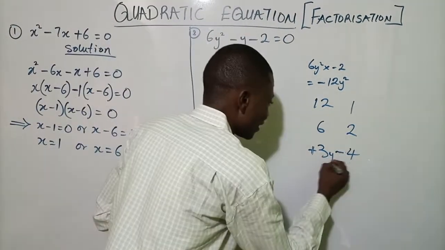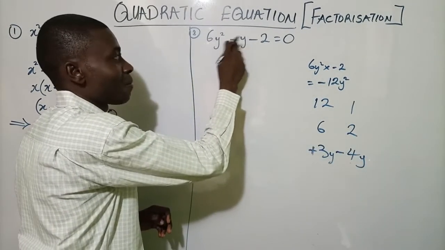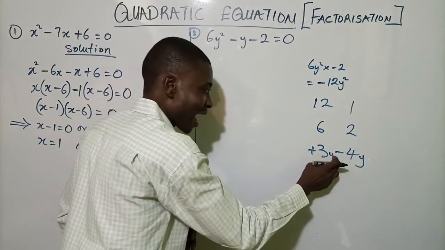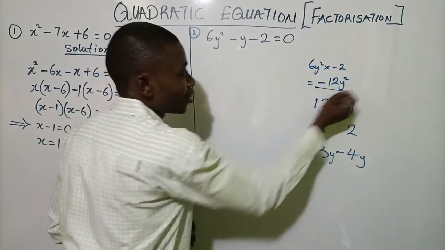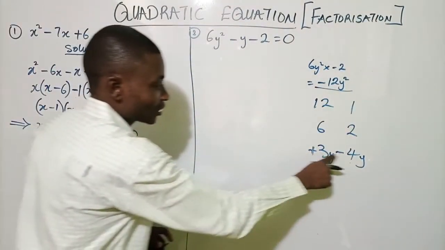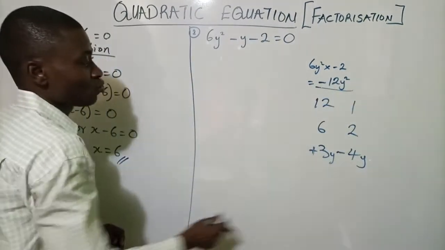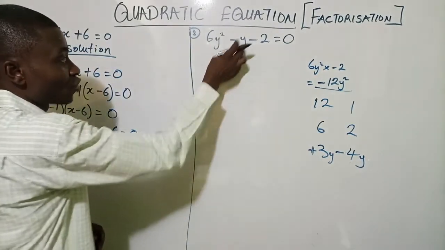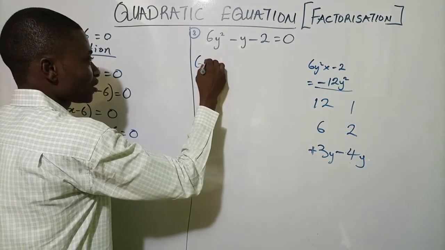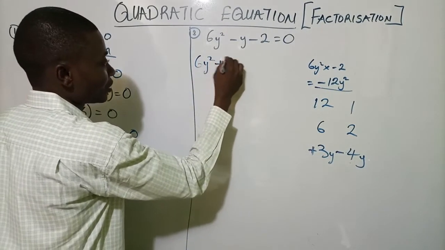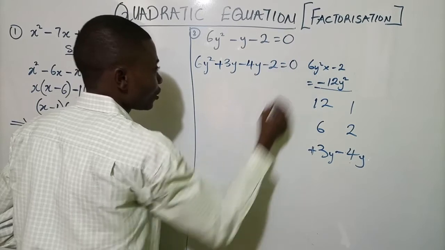So I can just fix my y now. Good. So plus 3y minus 4y will give me what? Minus y. And plus 3y times minus 4y will give me what? Minus 12y squared. Plus times minus is minus. 3 times 4 is 12. Y times y is what? Y squared. So we're going to make do with this. So in place of this minus y, I'm going to substitute this. Replace it with this. So let's go. That is what? 6y squared now. We have what? Plus 3y minus 4y minus 2 equals to 0.